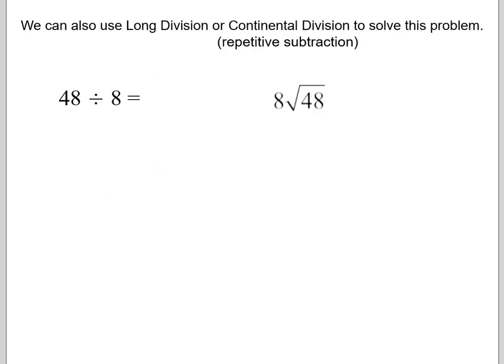Okay, so let's try long division or continental division. Continental might be called European. I call it repetitive subtraction because it's just easier. So if I have 48 divided by 8, I'm just going to rewrite this.